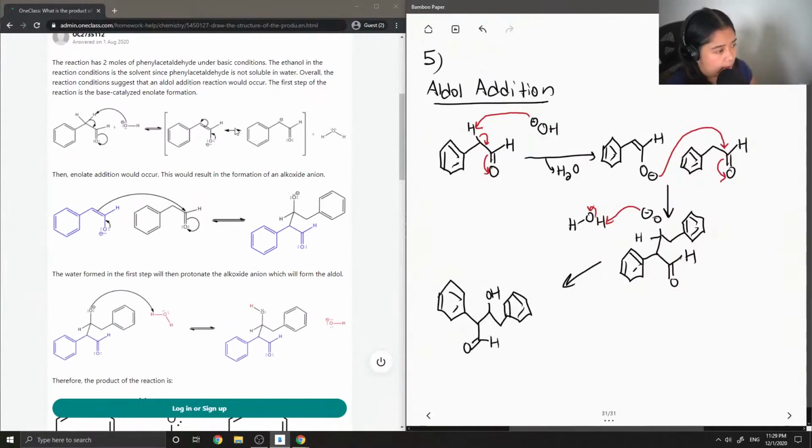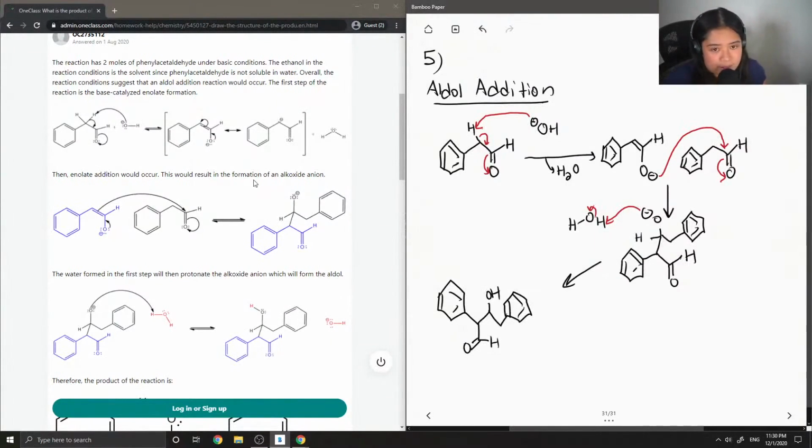They also included a resonance structure as well, showing how the electrons can come back down on itself and give a negatively charged carbon. Okay, so then enolate addition would occur. This would result in the formation of an alkoxide anion. So here the double bond comes down.